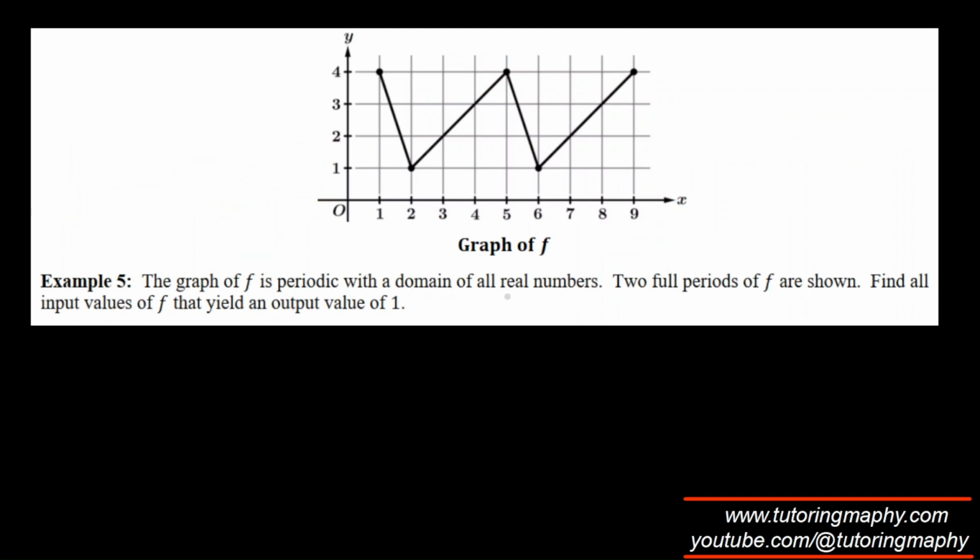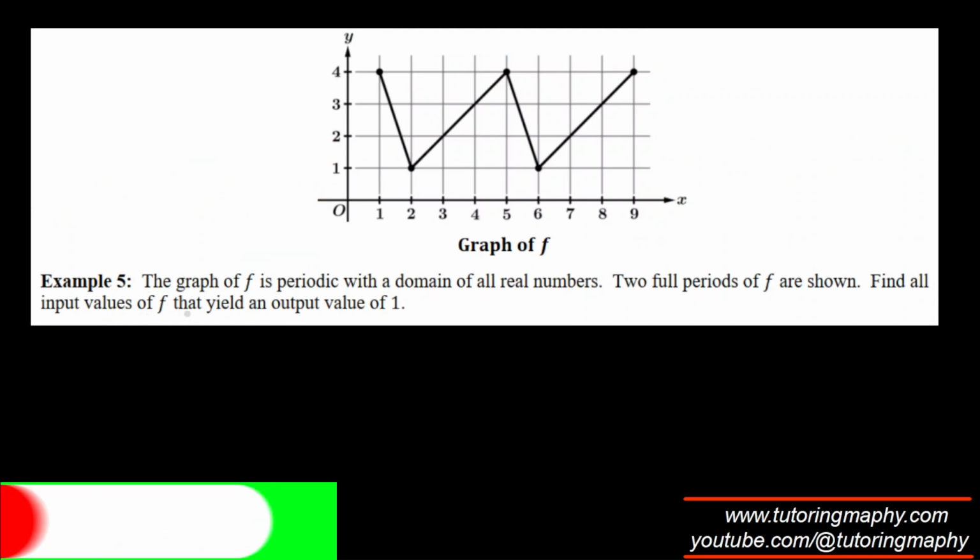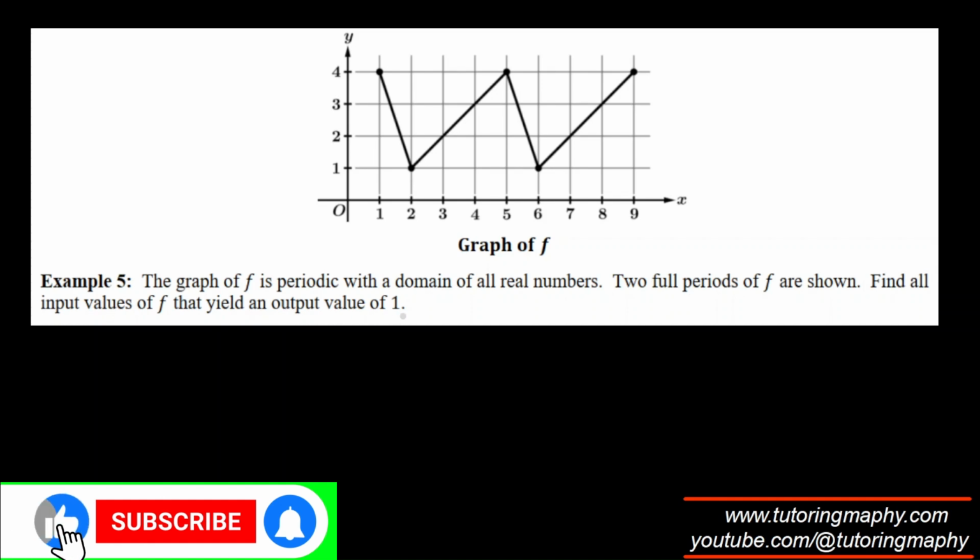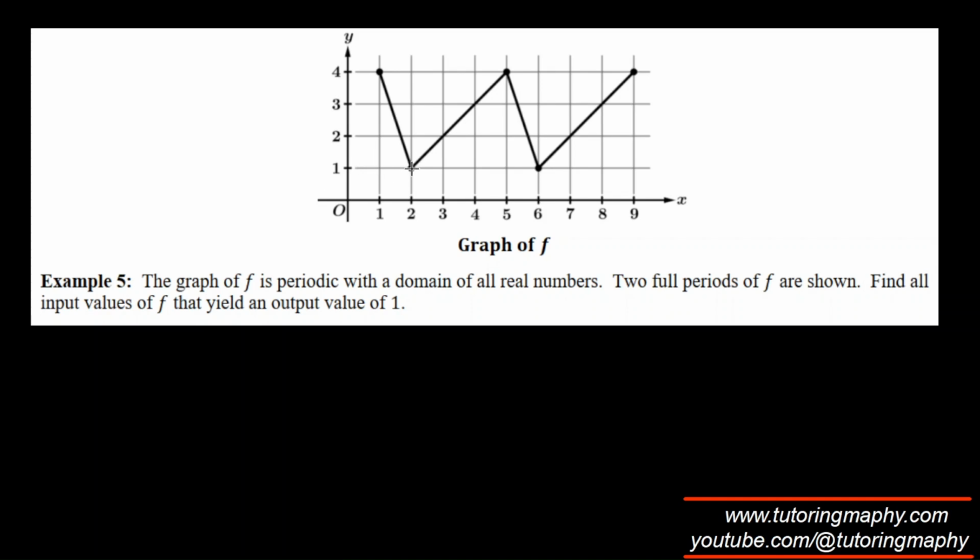The graph of f is periodic with domain all real numbers. We need to find all input values of f that yield an output of 1. So the same strategy, right? First off, where is 1? 1 is right here. So this is 1 point, this is 1 point, and so on. And by the way, what is the period of this graph? If I start from here, one cycle is completed over here. So I start with 1 unit, go to 5 units. So 1 to 5 is 4 units. That is the period.